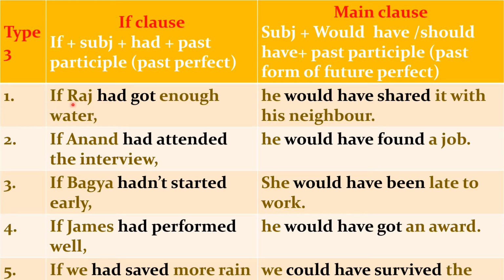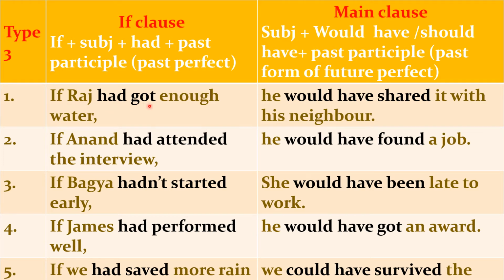See the example. If Raj had got enough water, he would have shared it with his neighbor. He would have shared it with his neighbor is the main clause, as it gives full meaning. If Raj had got enough water is the if clause. This is a conditional clause. If plus subject plus past perfect, or had plus past participle, in the if clause. He, that is subject, plus would have plus past participle in the main clause.